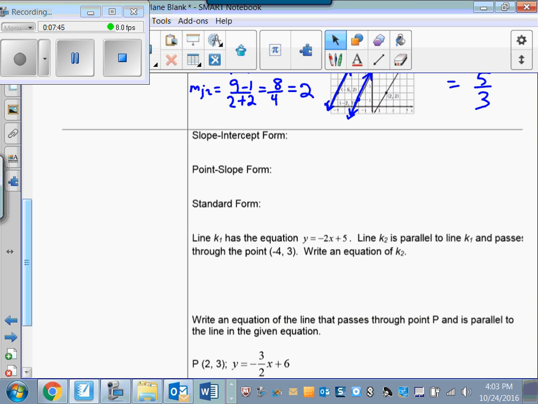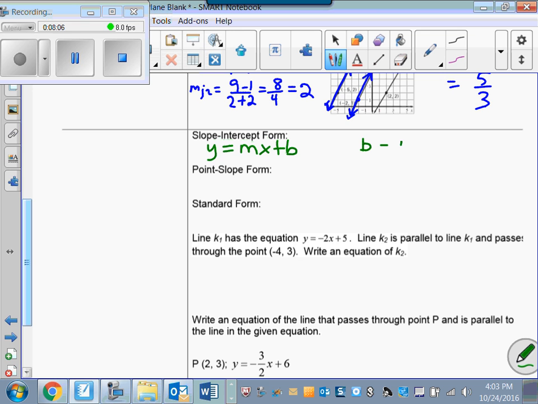All right, we do have 3 forms we can write the equation of a line in. Slope-intercept form is the one we're most familiar with, and we always want to get our equation in slope-intercept form so that we can graph it. And that says y equals mx plus b, with m being the slope and b being the y-intercept.